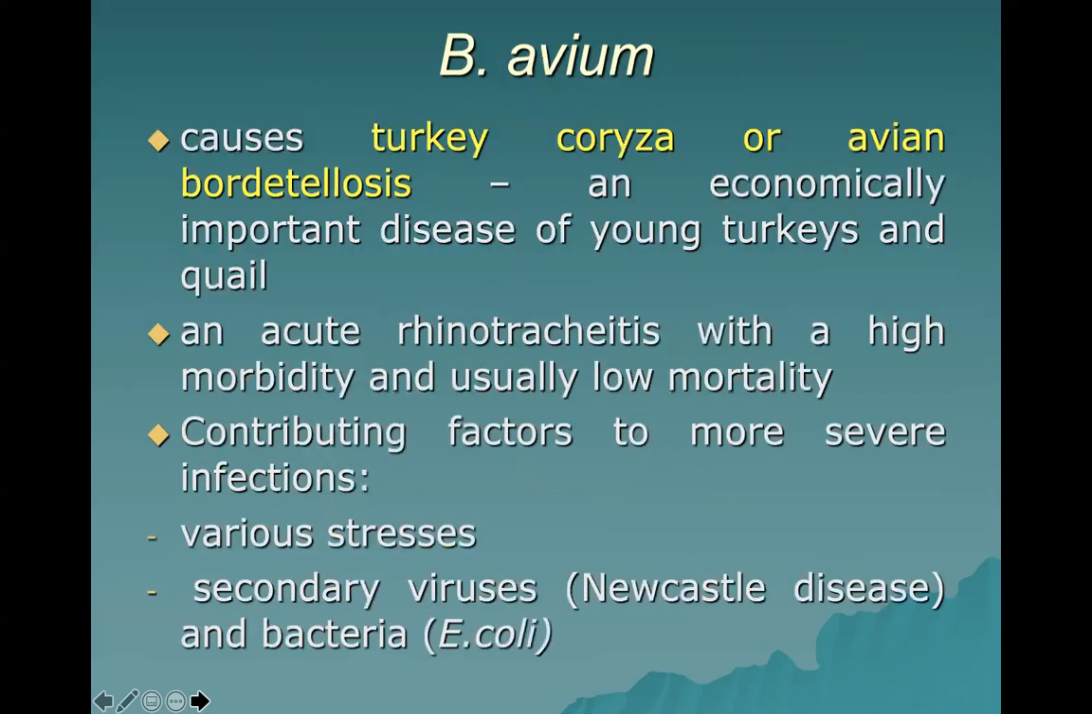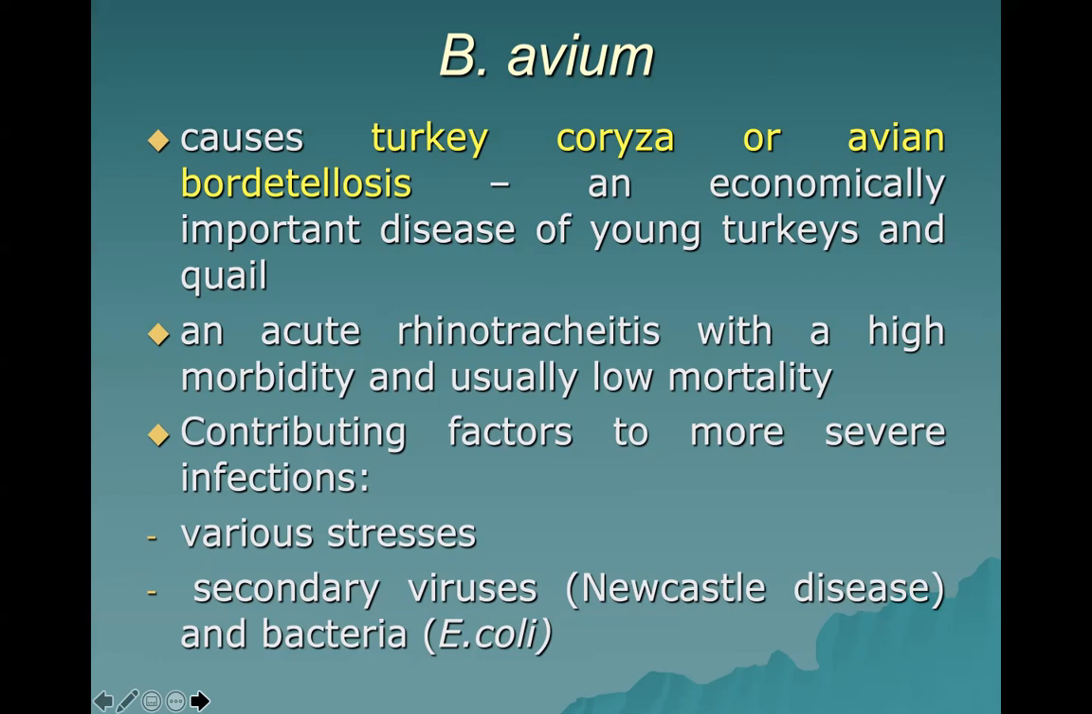Next we have Bordetella avium, which is known to cause turkey coryza or avian bordetellosis, an economically important disease of young turkeys and quail. This is an acute rhinotracheitis with a high morbidity but low mortality, just like the Bordetella bronchoseptica infection in dogs, where there is only low mortality.